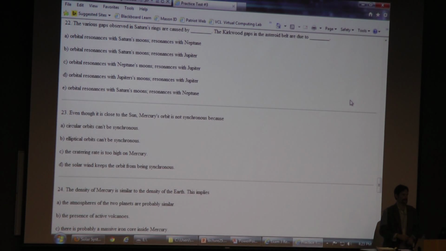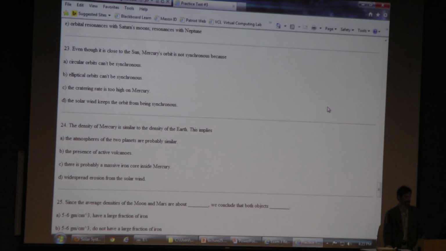The gaps in Saturn's rings, we just talked about this today, are caused by orbital resonances with Saturn's moons. The Kirkwood gaps in the asteroid belt we have not discussed yet. There's more of that. That's going to come in the chapters that we're going to discuss after the exam, but it does turn out to be a phenomenon that's similar to the gaps in Saturn's rings.